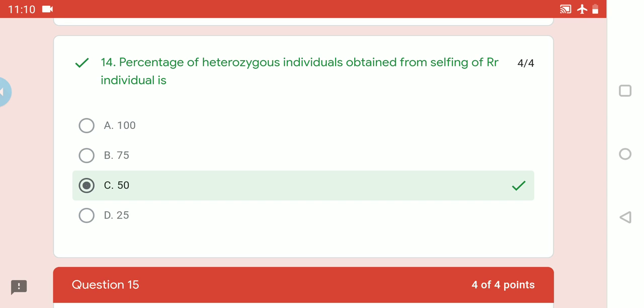Here they are asking the percentage of heterozygous individuals obtained from selfing, which means you should identify it in F2. What will be the possibility? Capital R capital R will be 25%, capital R small r will be 50%, and small r small r will be 25%. If you add all of these, you should get 100. Here they are asking only for capital R small r, the heterozygous, that's 50. Like that you can calculate whatever numbers they give.